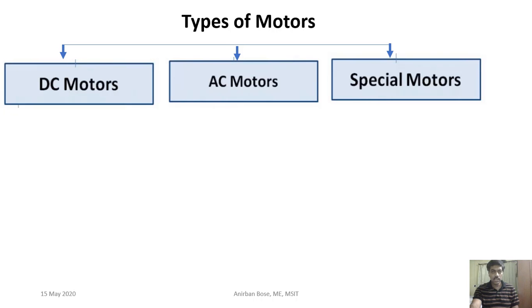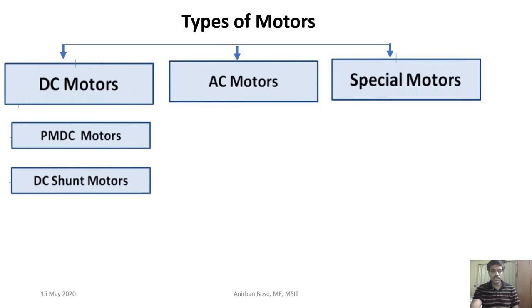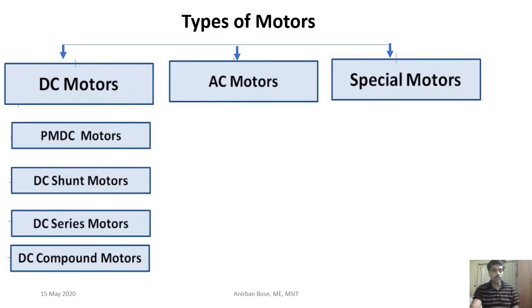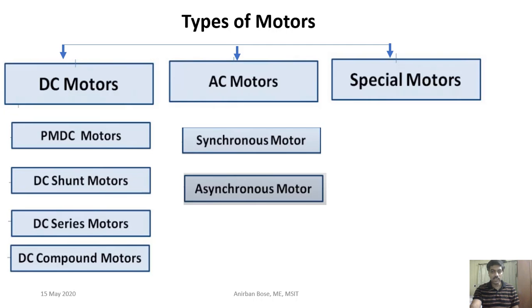Again, DC motors can be PMDC motors. PMDC means permanent magnet DC motors, DC shunt motors, DC series motors, and DC compound motors. These are the different types of DC motors. AC motors are again broadly classified into synchronous motor and asynchronous motor. Asynchronous motors are also called induction motors.